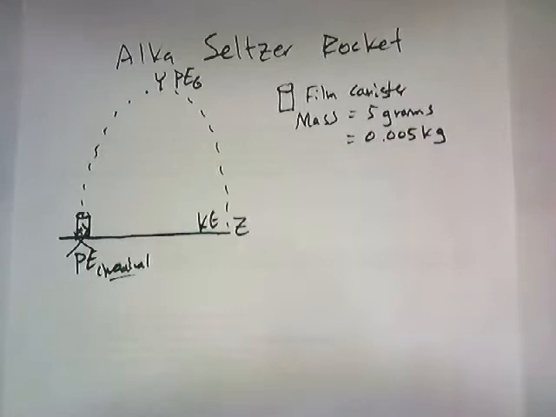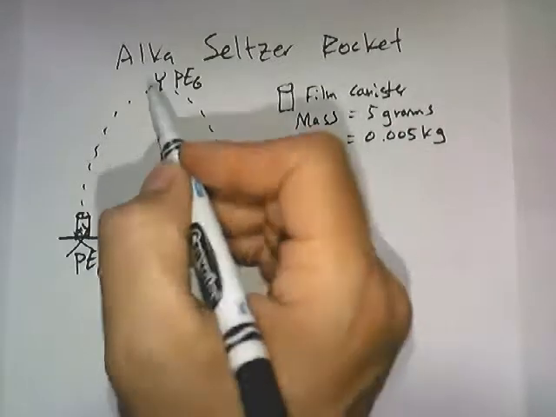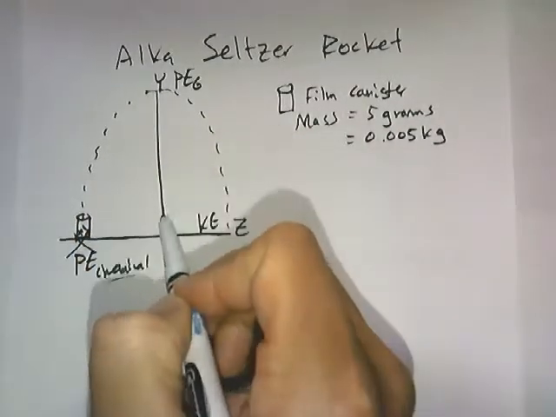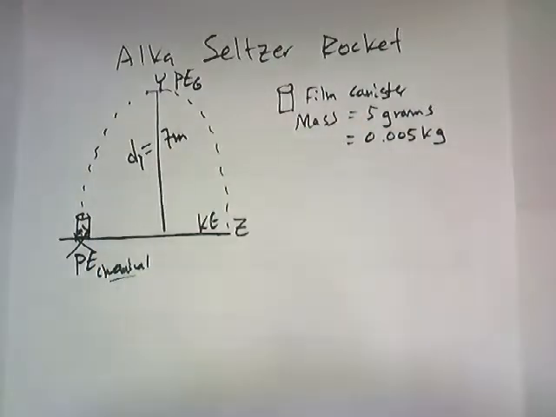This is chemical potential. And let's say that our film canister was not only 5 grams, but let's say it popped up to a height of 7 meters. That goes pretty high, but that's what happens. Alka-Seltzer rockets do pretty cool things.